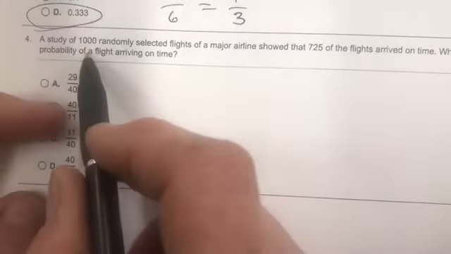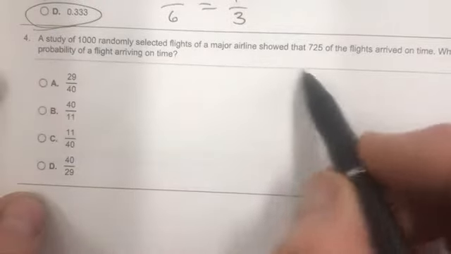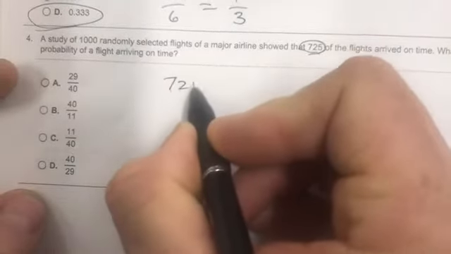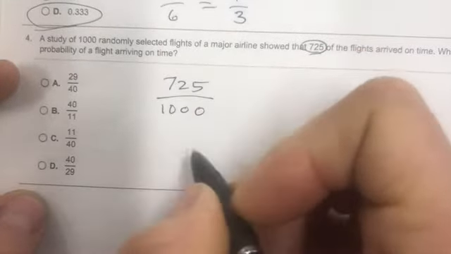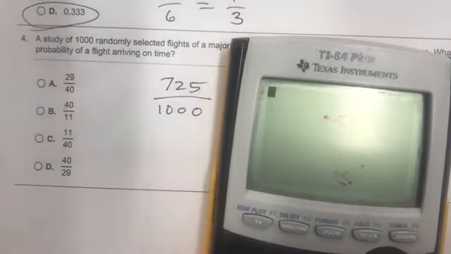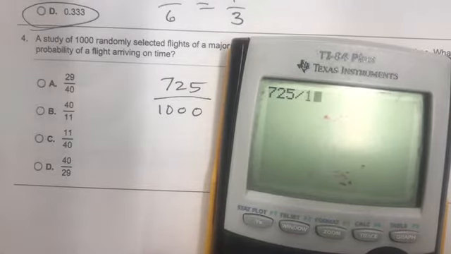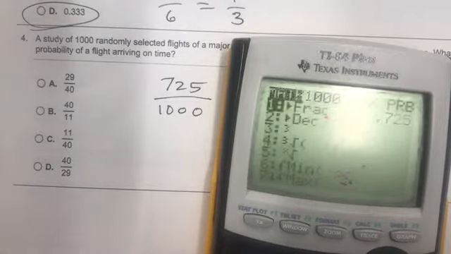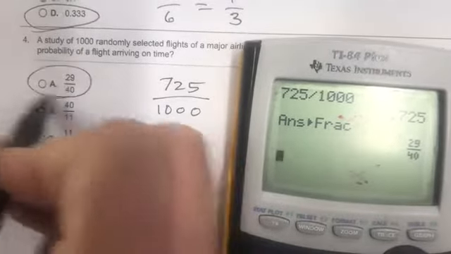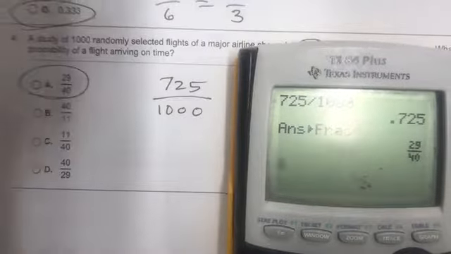A study of 1,000 randomly selected flights of a major airline showed that 725 of the flights arrive on time. What's the probability of a flight arriving on time? So that'd be 725, that's what's desired here, or favorable, either way, over 1,000, and then you simplify it down. You can just use a calculator. If you type in 725 divided by 1,000, you get this decimal, and you just change it to a fraction, which is 29/40, and it looks like this one. Okay, so these are not too hard.